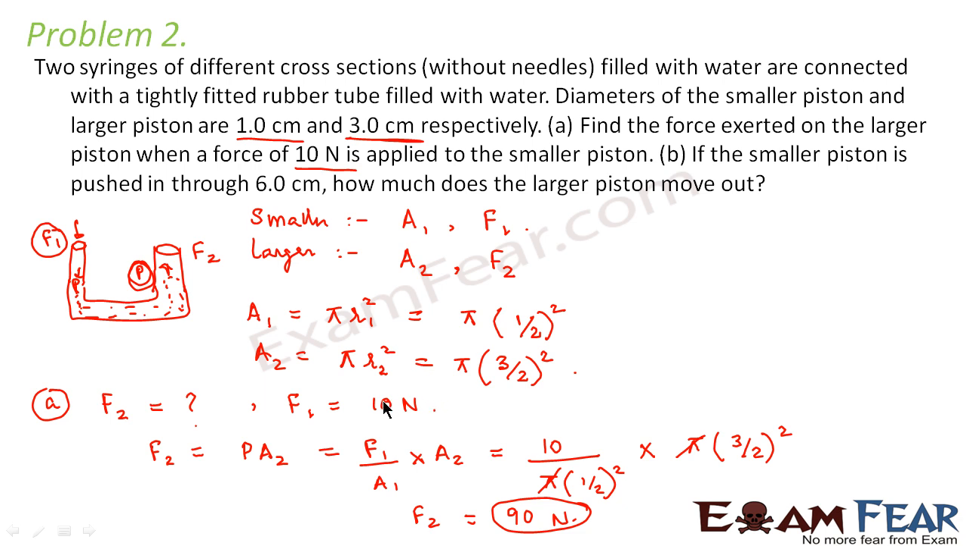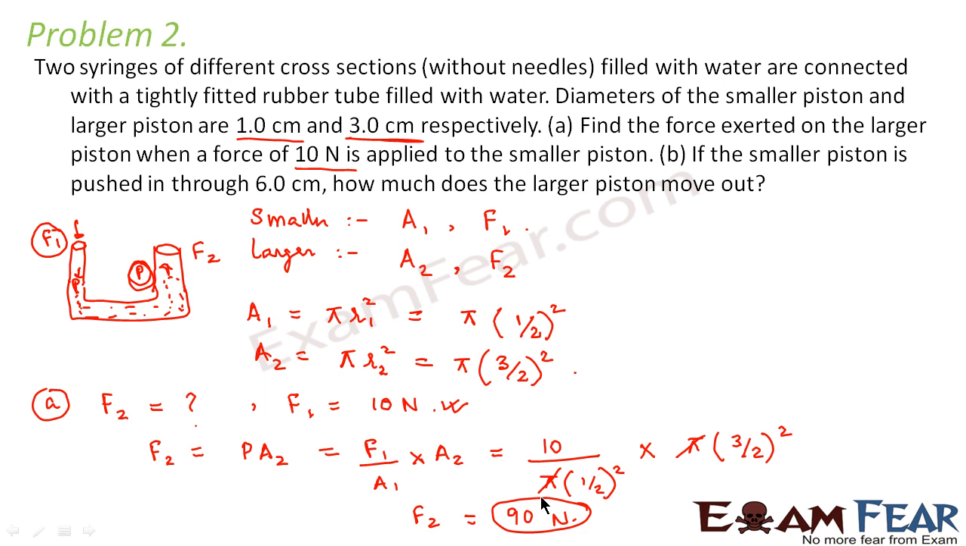So just see, if you go by data, you can observe that by applying such a small force of 10 newtons, you were able to get an output, or you were able to get a force of 90 newtons on the other end, right? So the part A is solved.